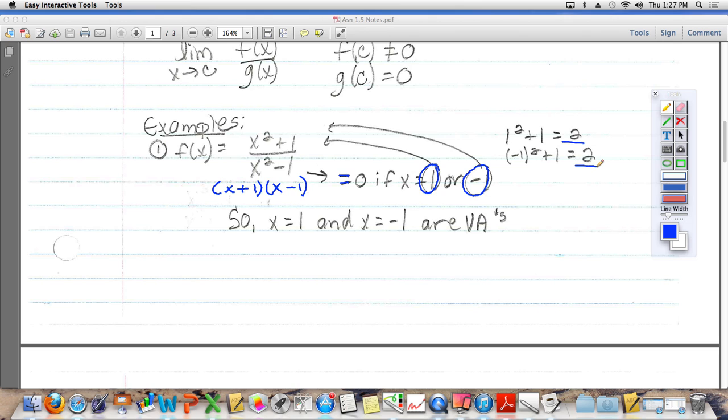Okay? Is there ever going to be a situation where the bottom isn't 0? If the bottom is not 0, you have a limit. So you would just find it.